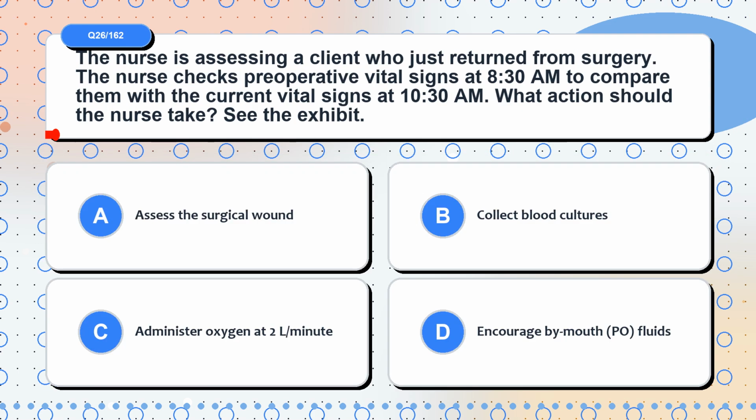Question 26. The nurse is assessing a client who just returned from surgery. The nurse checks preoperative vital signs at 8:30 a.m. to compare them with the current vital signs at 10:30 a.m. What action should the nurse take? See the exhibit. Here are the options. Option A. Assess the surgical wound. Option B. Collect blood cultures. Option C. Administer oxygen at 2 L/minute. Option D. Encourage by mouth (PO) fluids.